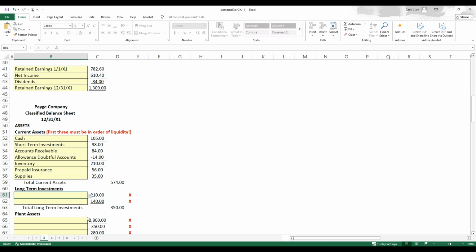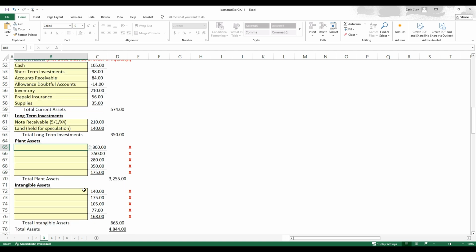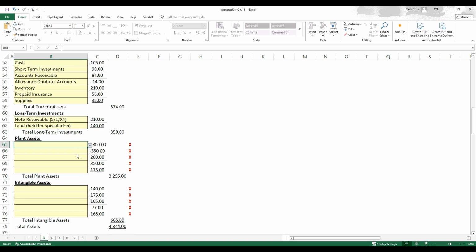As far as long-term investments go, we've got a notes receivable. What else do we have? Sometimes we'll see land held for speculation. Speculation refers to the act of hoping that it increases in value to sell in the future, investing in it essentially. Okay, as far as plant asset goes, we've got things like buildings. And remember, again, the drop down kind of covers that up too, so be careful there. But anytime you see a negative, remember that's going to be our contra asset of accumulated depreciation when we're talking about plant assets.